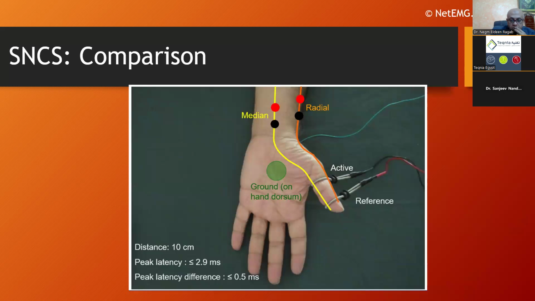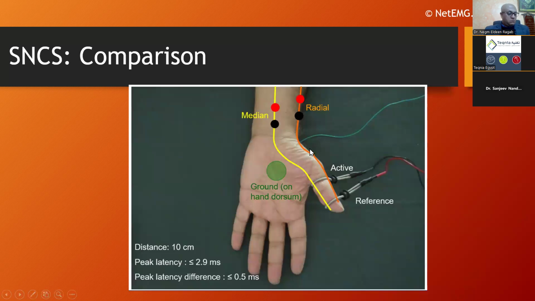But if you also suspect that the patient has polyneuropathy because of diabetes, then some laboratories will make this limit twice. So if the difference is more than 1 millisecond, then they will say this patient with diabetic polyneuropathy also has carpal tunnel syndrome. So that's one strategy of doing it.